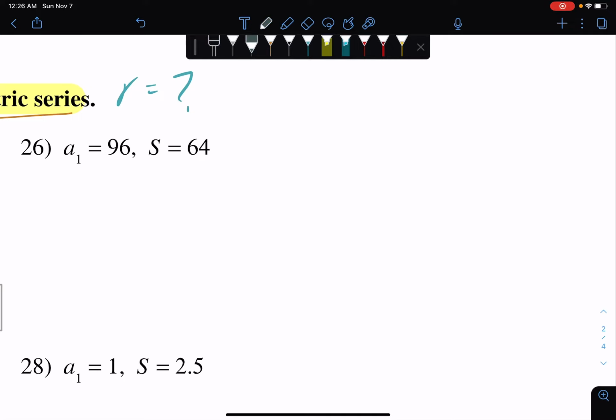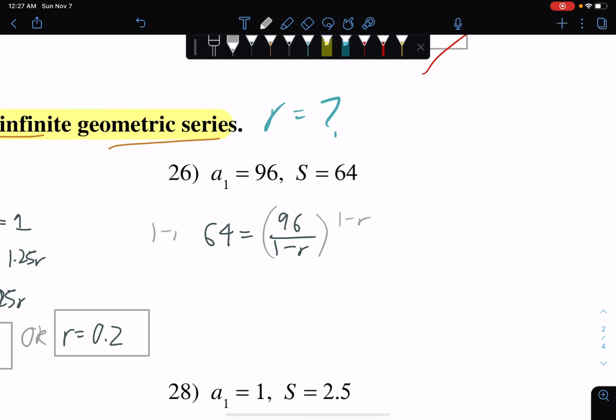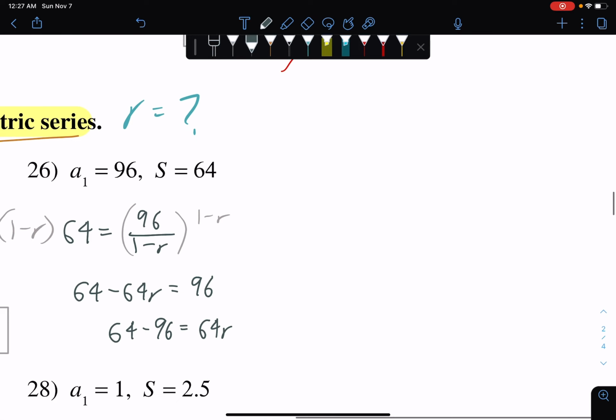In this case, it's a matter of algebra. Again, S is equivalent to a sub 1 over 1 minus r. Multiply both sides by 1 minus r to disregard the denominator. There you go. 64 minus 64r is equivalent to 96. So 64 minus 96 is equivalent to 64r. Just basic transposing methods.